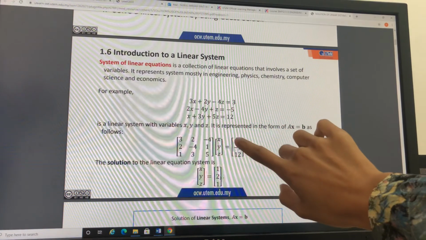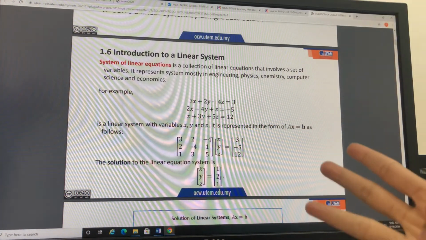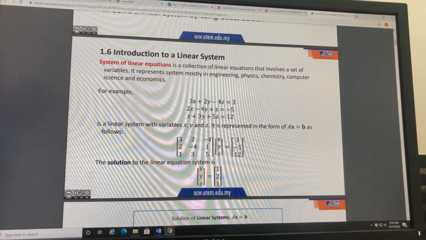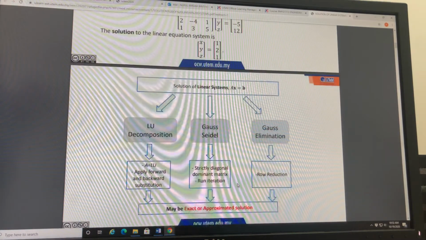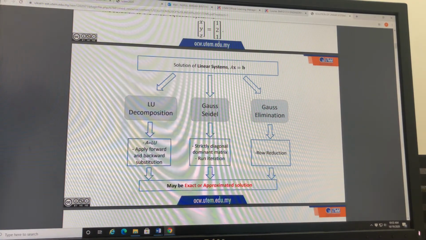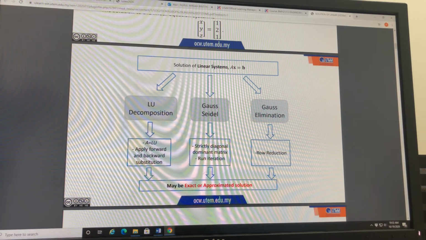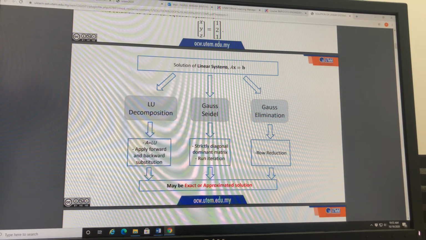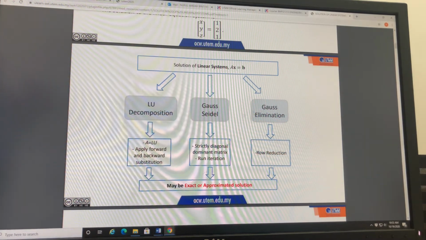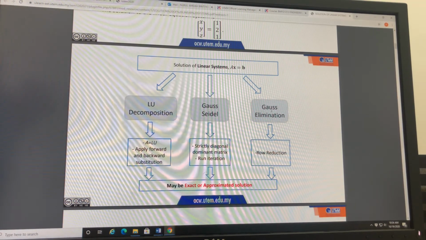From this AX = B to get this answer, there are 3 methods. Like I said before, you will learn 3 methods. This is the solution of a linear system. Just now, from the linear equations you made matrices, so this is a linear system. The 3 methods are LU decomposition, Gauss-Seidel, and Gauss elimination.